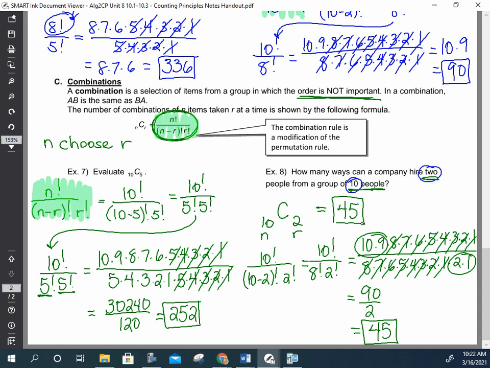So, again, that's the long way to do it. Do I want you to do it the wrong way? No, but if you don't have a calculator, you don't have a choice. If you have a calculator, you got a choice.